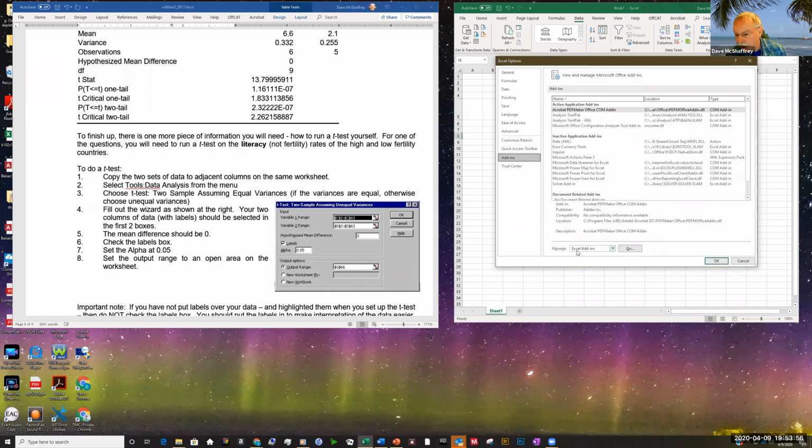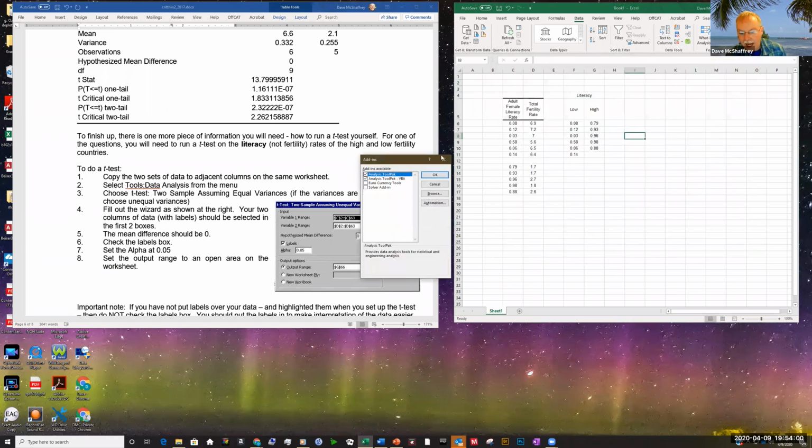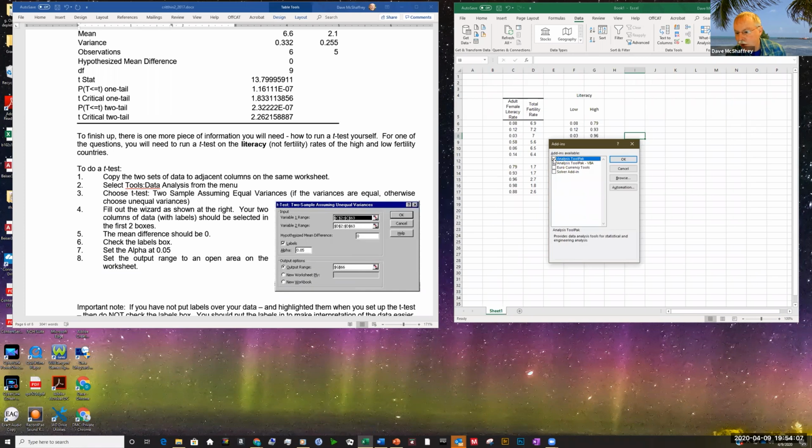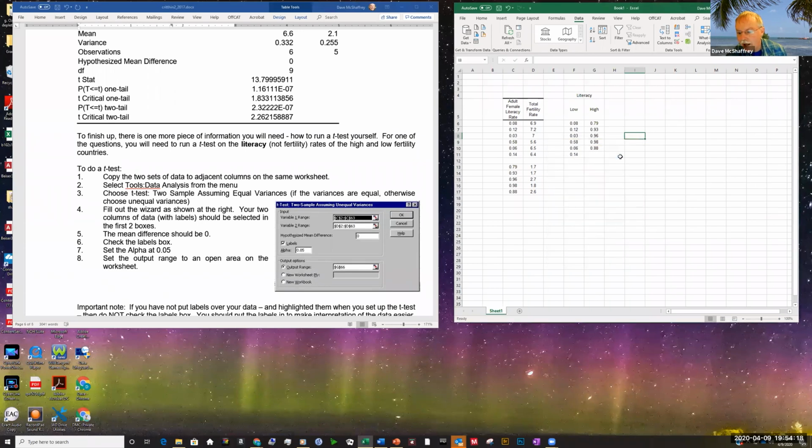And down here it says Manage Excel Add-ins, and I say Go. And I want to make sure that these two boxes here, the Analysis ToolPak and the Analysis ToolPak VBA, are both checked. If you didn't have the data analysis tools, it was because these weren't checked. When you click OK, you go back in here, and now when you go to the Data tab, you should have Data Analysis. I click on Data Analysis.